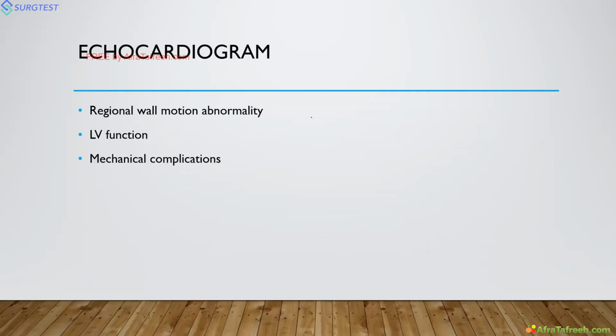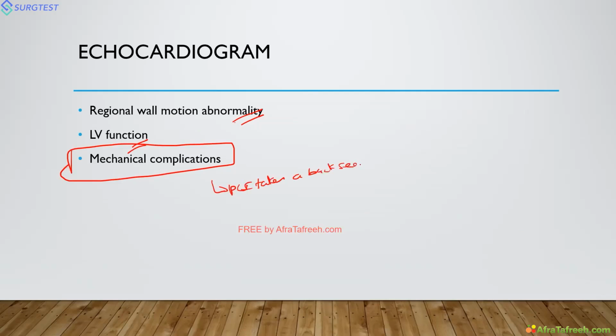Okay. So whenever a patient has STEMI, you confirm with ECG and echo, and you should look at regional wall motion abnormality, LV function, and mainly in the ICU we look for mechanical complications, because with mechanical complications PCI revascularization takes a backseat. You have to directly go for surgery. We'll discuss mechanical complications of STEMI. So PCI takes a backseat.